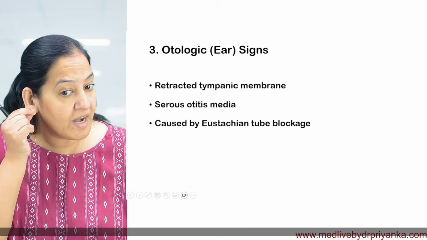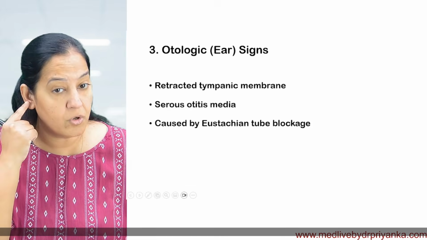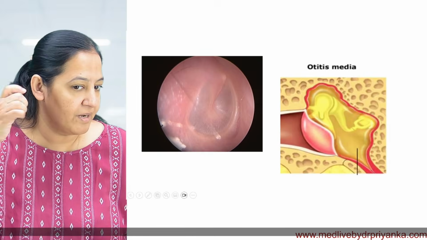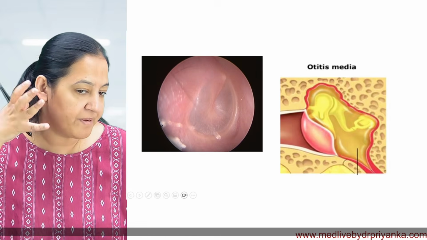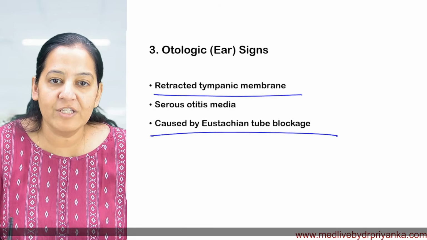Now coming on the ear, what will happen in the ear? In allergic rhinitis, the eye and ear are also involved. The ear may show a retracted tympanic membrane. If you see with the otoscope, the tympanic membrane is retracted. Why? Because of blockage of the eustachian tube.